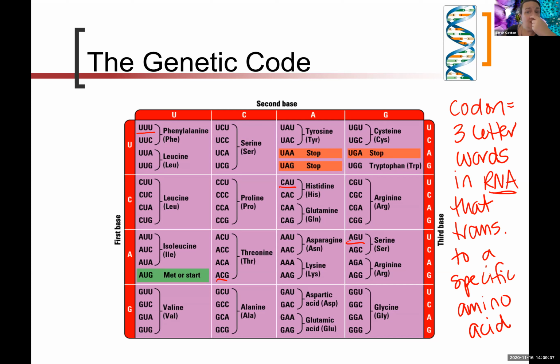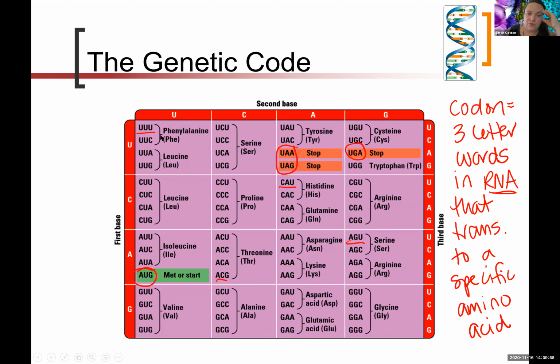Okay. There are a couple, though, that I do want you to remember, and those ones are highlighted. So these codons that I'm circling here are important because they play a role in the translation process. That is significant.